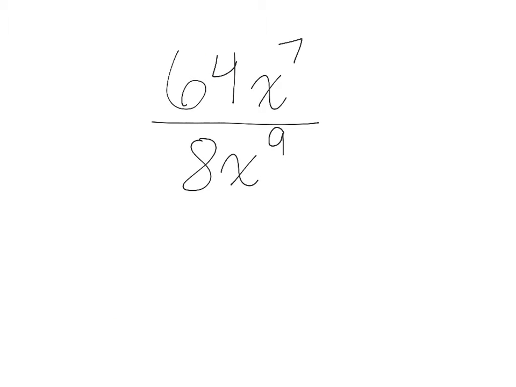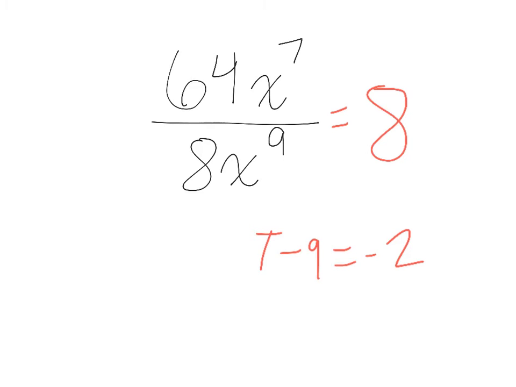For this one, we're dividing. Now, your x is your base, so when you divide, you subtract your exponents. But first, we need to look at our whole numbers. 64 divided by 8 is going to give me 8. Then what I'm going to do is I'm going to subtract my exponents. So I'm going to do 7 minus 9, which gives me negative 2. You always do top to bottom.